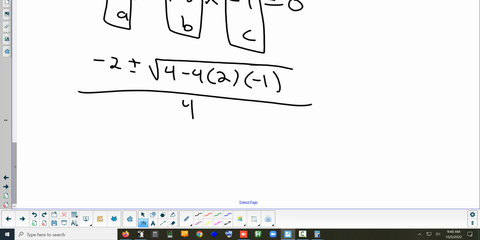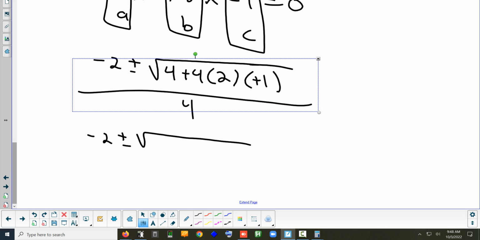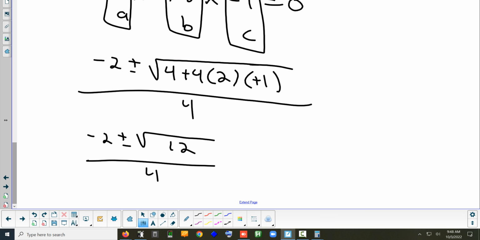Now, right away, when I look at the discriminant, I'm going to be subtracting a negative. So what happens when you subtract a negative number? Yeah? Turns into addition. So let's just handle that right now. So -2 plus or minus 4 times 2 is 8 times 1 is 8. 8 plus 4 gives me 12. And the square root of 12 can be simplified. Sometimes at this step you're done. Sometimes you have to simplify the square root.